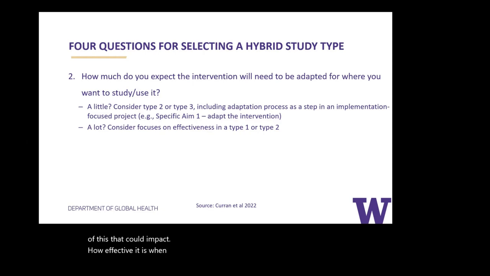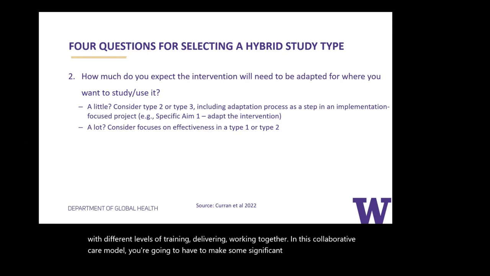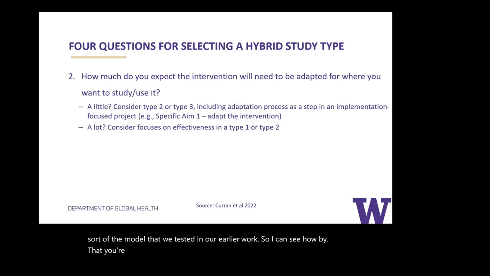When you have staff, different kinds of staff with different levels of training, delivering and working together in this collaborative care model, you're going to have to make some significant changes. I think when you move it to that low resource model, you want to know, when we structure the model this way, does it work as well as the model that we tested in our earlier work? So I can see how you're going to be adapting that collaborative care model in pretty significant ways that are worth checking to see if it is still effective.